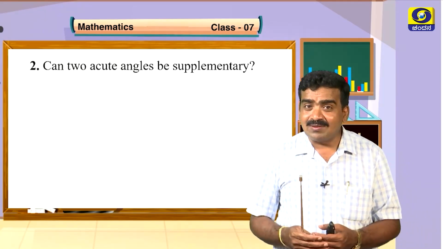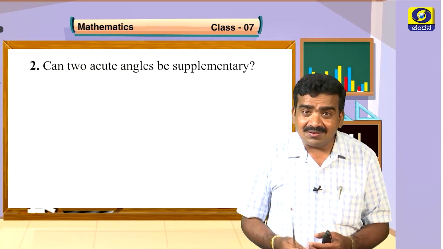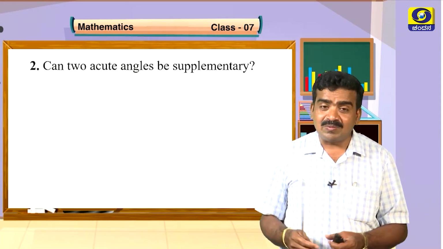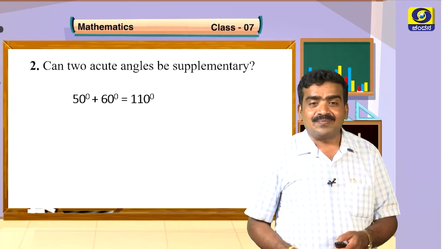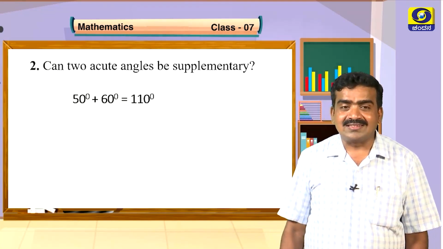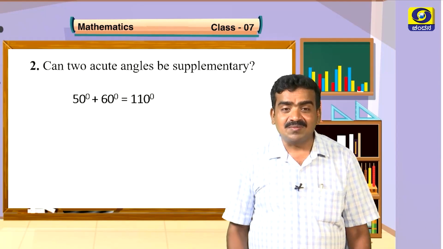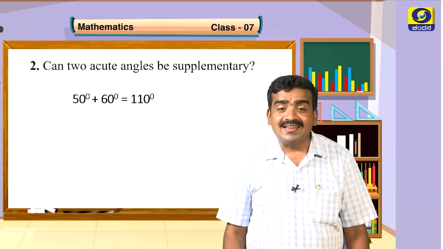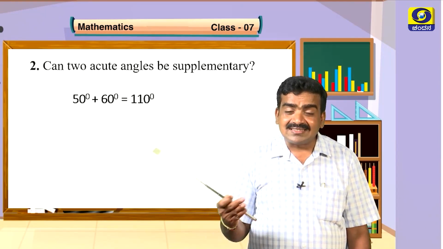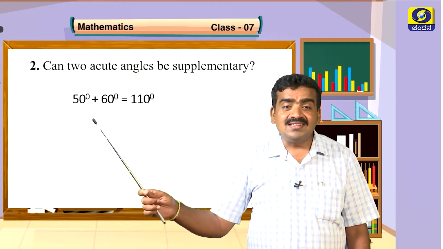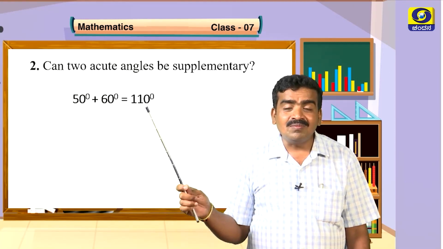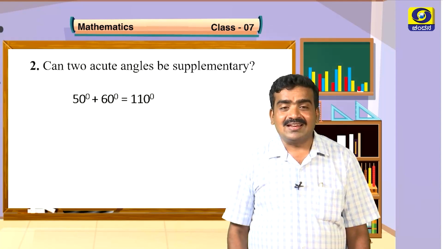Supplementary angles means that if the sum of two angles gives us 180 degrees, then they are supplementary angles. Let us take two acute angles. One is 50 degrees, another is 60 degrees. What does their sum give us? 110 degrees. It is less than 180 degrees. These two will not form supplementary angles.